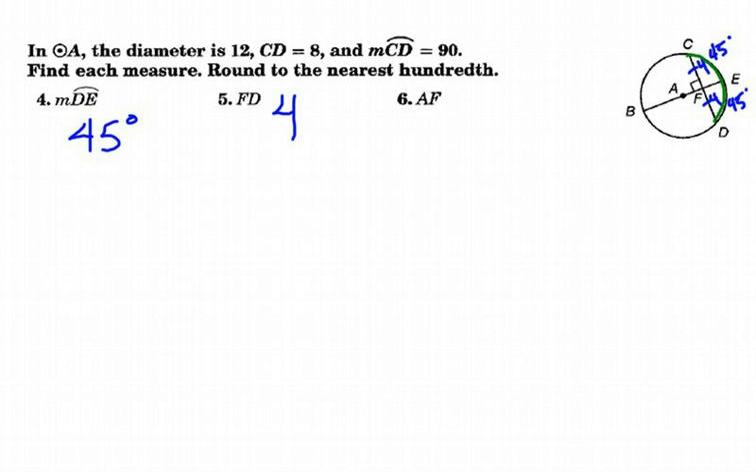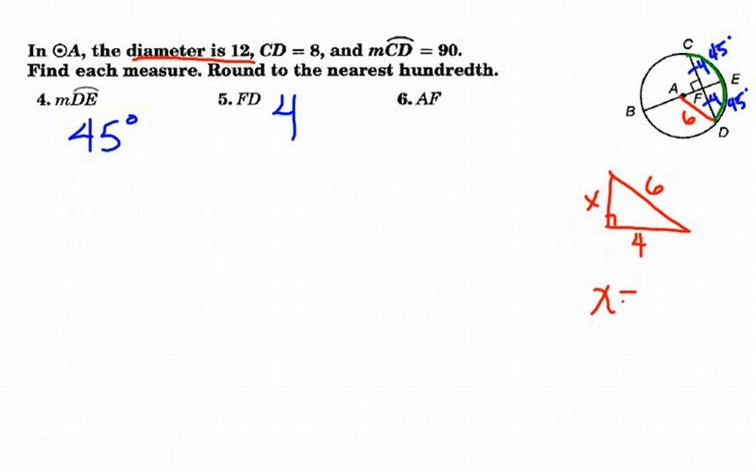So I'm going to follow the same approach I did before. I'm going to draw my right triangle. I know that my radius has to be 6, because if the diameter is 12, half of that would be 6. So I have a right triangle. My hypotenuse is 6. The bottom is 4. And that's AF. That's what I'm trying to find.